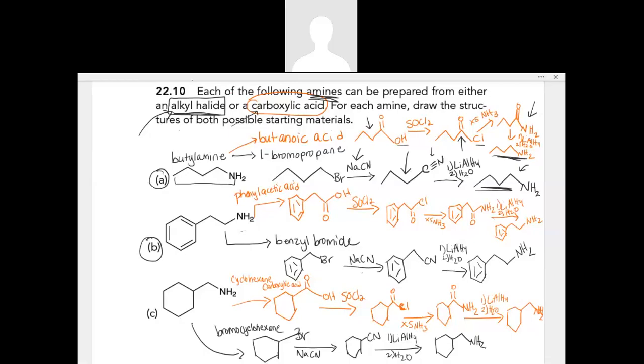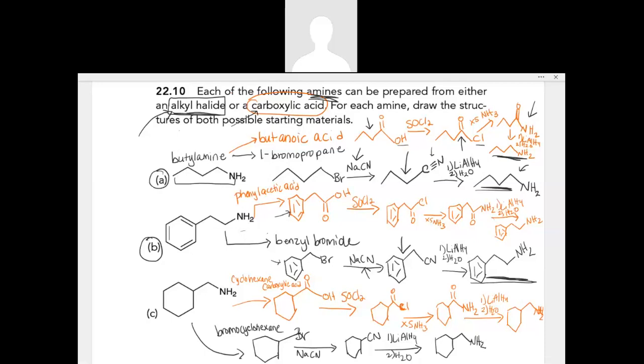So we have our 2 pathways once again. If we began with benzyl bromide, shown down here in black, we did a substitution using sodium cyanide. We could end up with this intermediate here. After that substitution, then we do a reduction and we end up with our target product here, that amine at the end. Or we could start with this phenylacetic acid shown in orange up top here.